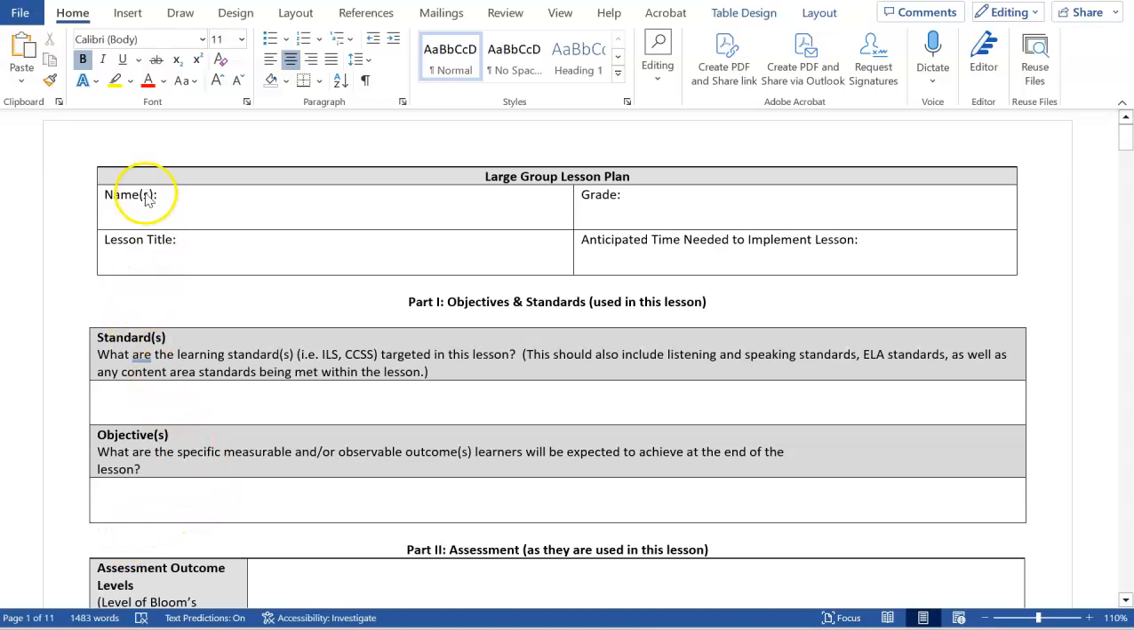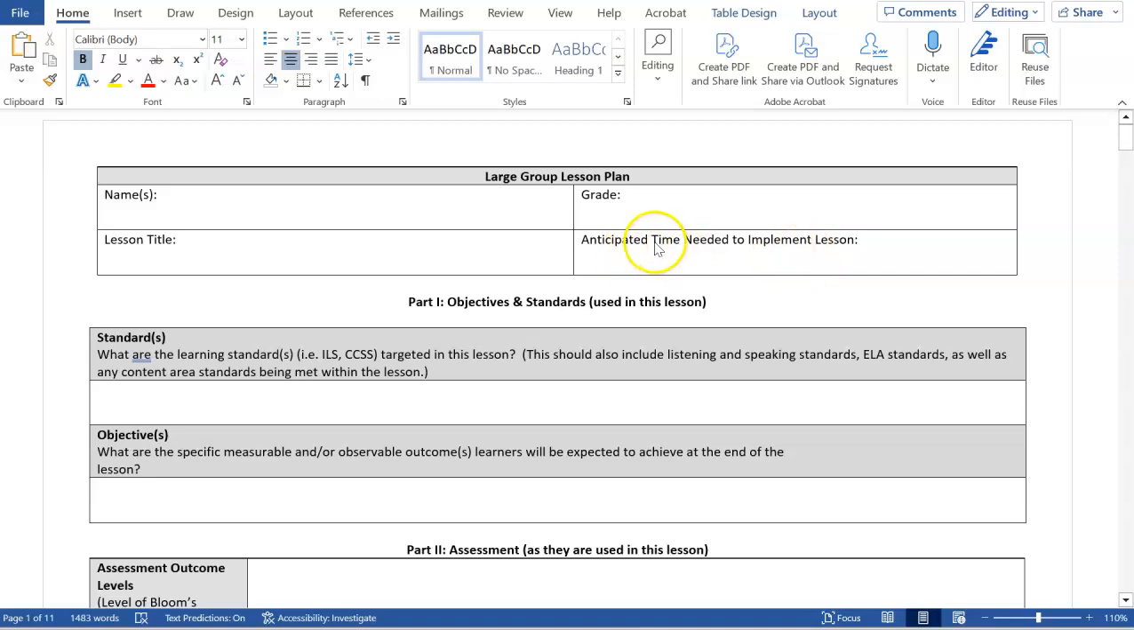So you'll see in the template that both the large group lesson plan and small group lesson plan are all in the same document. So it starts with the large group lesson plan, and the name is you, that's your name. The grade is the grade of the standard that you selected. The lesson title is whatever you decide you want it to be.